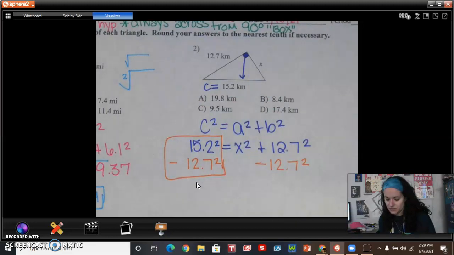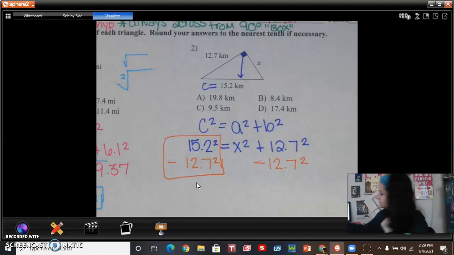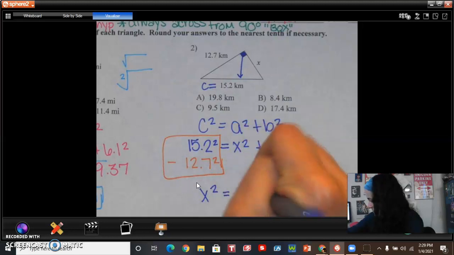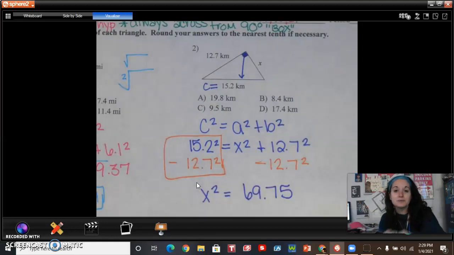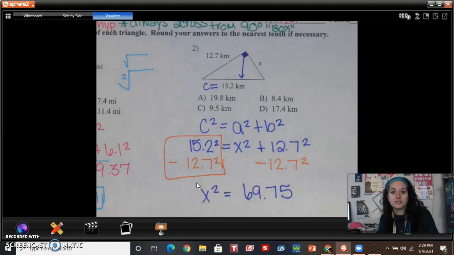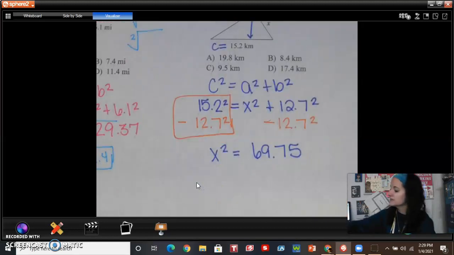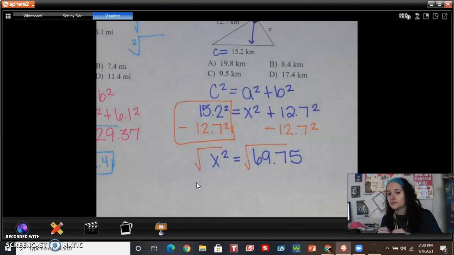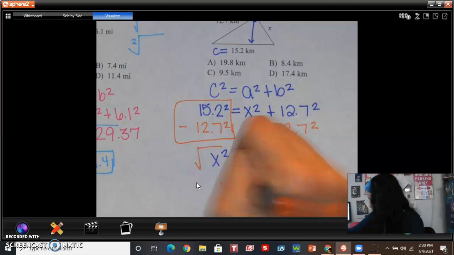So I'm going to say 15.2 squared minus 12.7 squared. And you get x squared equals 69.75. Again, I would pause the video at this time and make sure you're doing it correctly. Now, just like before, we got to find that square root button. And you should already know whether you need to hit the square root first or last, according to what happened in the first example. So I'm going to go square root. Woohoo! And we get that x is about 8.4.